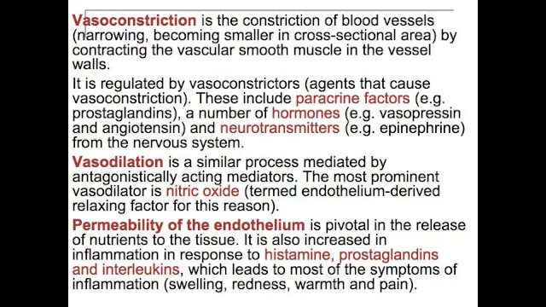Moving on to the next slide, vasoconstriction is the constriction of blood vessels by contracting the vascular smooth muscle in the vessel walls. It is regulated by vasoconstrictors. These include paracrine factors, a number of hormones, and neurotransmitters from the nervous system. Vasodilation is a similar process mediated by antagonistically acting mediators. The most prominent vasodilator is nitric oxide.